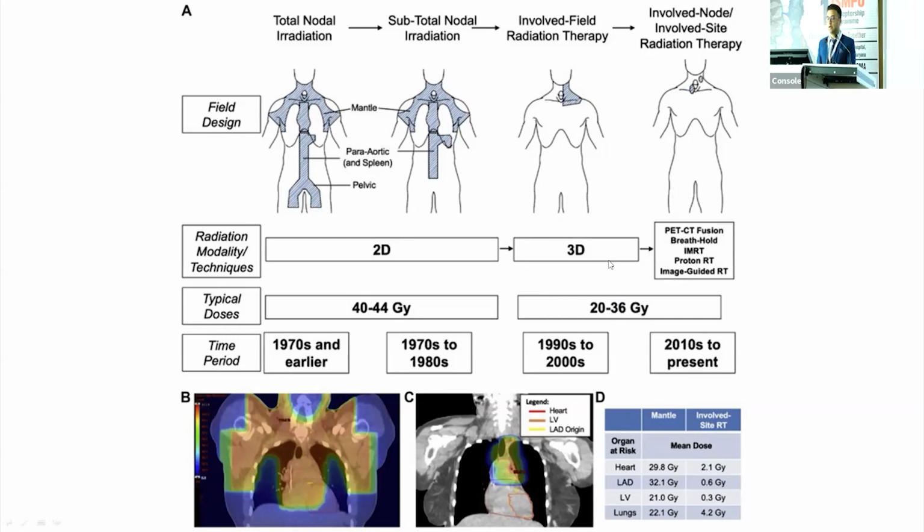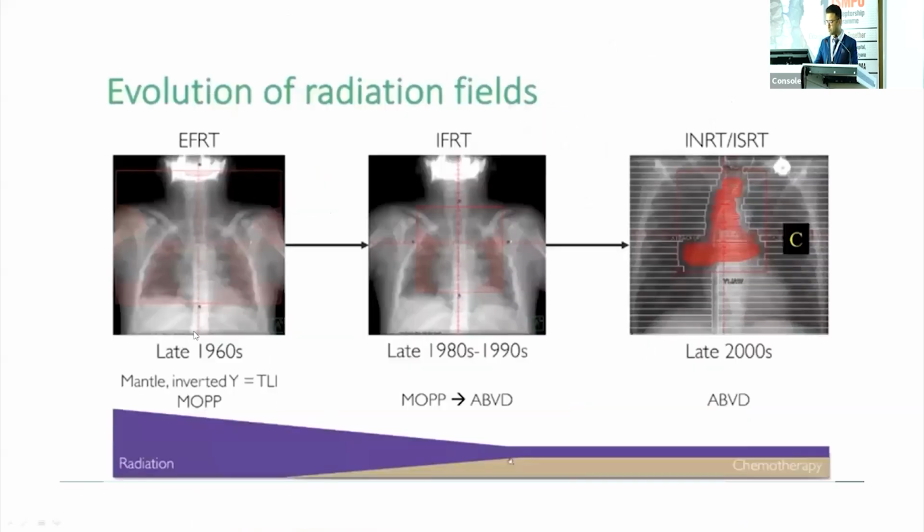So a little bit of teaching on what is ISRT, what is INRT, what is IFRT, because it has always been confusing. This slide gives a timeline of how radiation was used to treat such a patient, which I have discussed. What extended field RT does is that in stage 2, stage 1 unfavorable, and favorable patients, we used to initially treat the cervical nodes, the axillary nodes, and the mediastinum nodes.